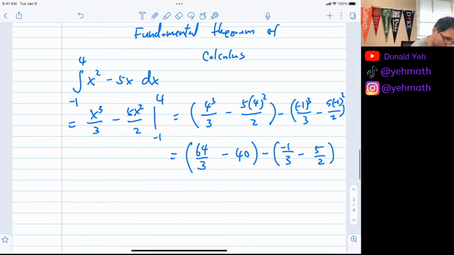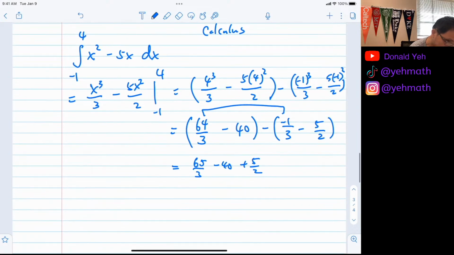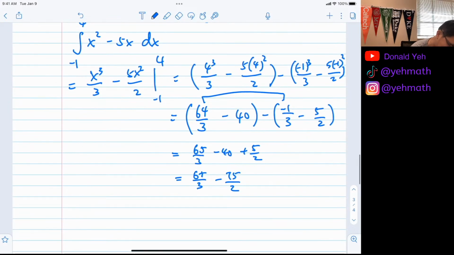What we do is take this, subtract, and add them to each other. So it's going to be 65 over 3 because they have the same denominator. Does that make sense? Because they have the same denominator, and minus 40 plus 5 over 2. So that's 65 over 3 minus, well, this is 80 over 2, so minus 75 over 2, would you say? And you combine the fractions.